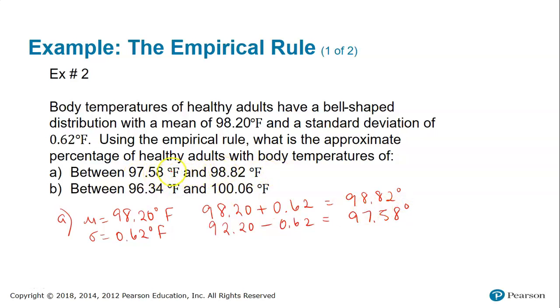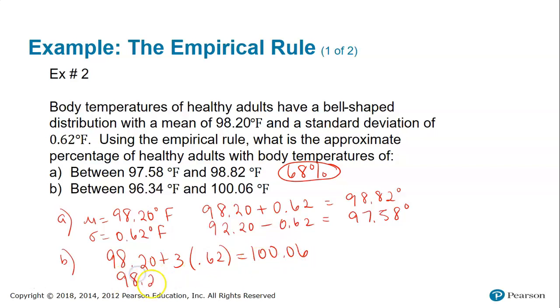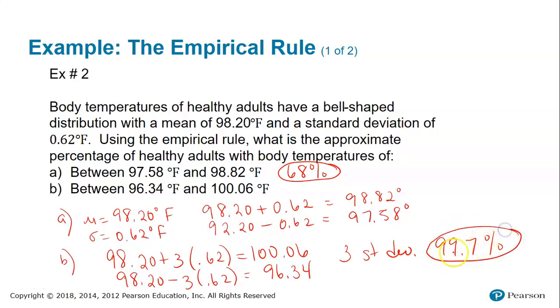Since these values are within one standard deviation of the mean, the empirical rule tells me that the answer would be 68%. For part B, it takes three standard deviations to make it all the way up to 100.06. And if I go in the other direction, it also takes me three standard deviations to be down that low. So if I'm looking at three standard deviations, then that percentage is going to be 99.7%. And again, that's by the empirical rule.